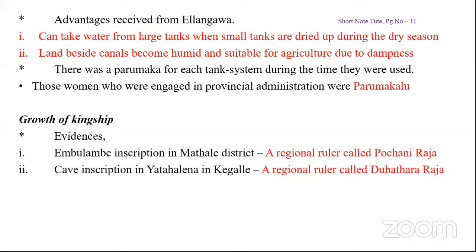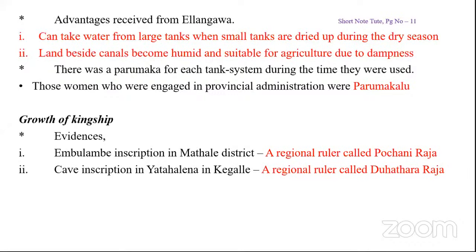So how had kingship grown? First, there were some regional rulers who called themselves kings. In the Ambulabe inscription in Matale district, there was a regional ruler who called himself Pochani Raja. What's the meaning of Pochani Raja? King of the eastern region. And there was a cave inscription in Yatahalena temple in Kegalle, where one regional ruler called himself Duhatara Raja.